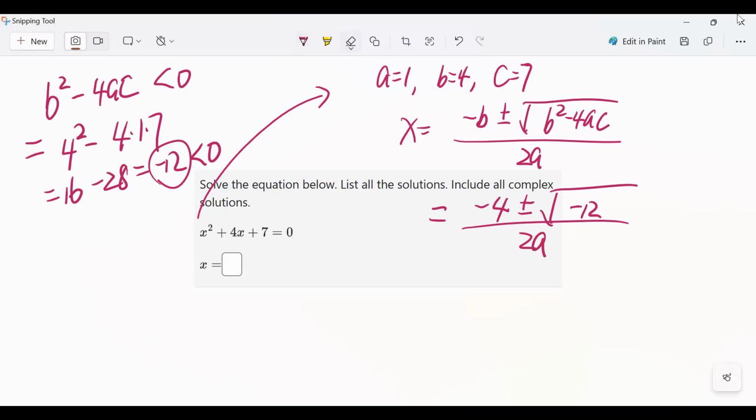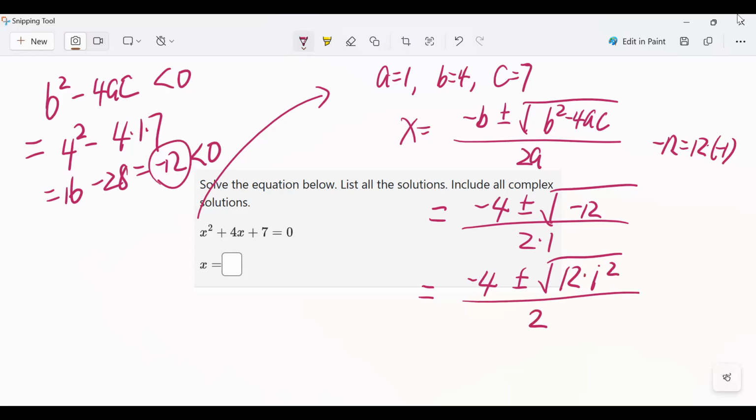2a is 1. Let me just put back the 1. Easier this way. So it's minus 4 plus minus. Now this is 12. Negative 12 is 12 times negative 1. Negative 1 is i squared. So it's 12 times i squared over 2.